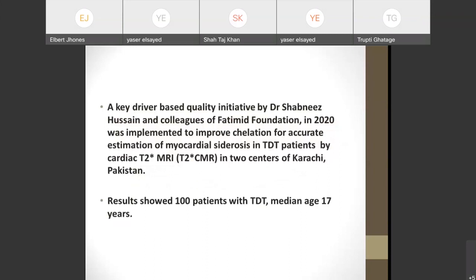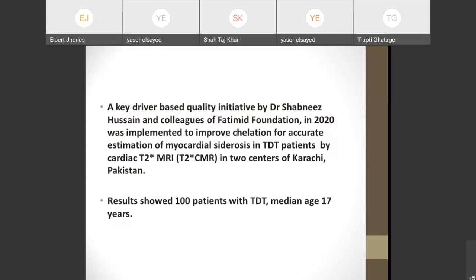A key driver-based quality initiative by a doctor in our society, Dr. Shabneez, and colleagues in 2020 was implemented to improve chelation, with accurate estimation of iron overload and siderosis by T2 star MRI in 2 centers in Karachi, Pakistan.